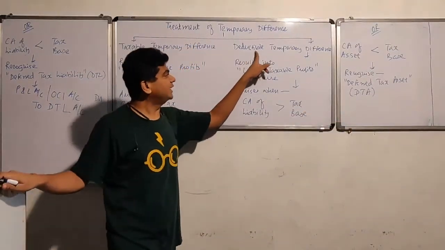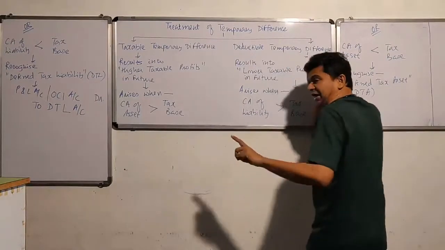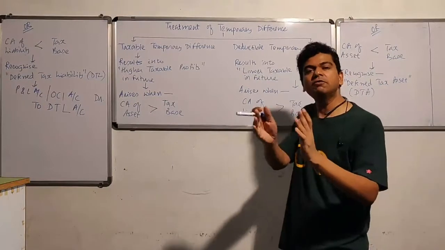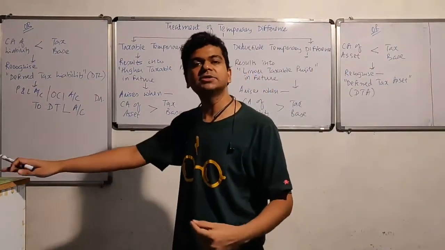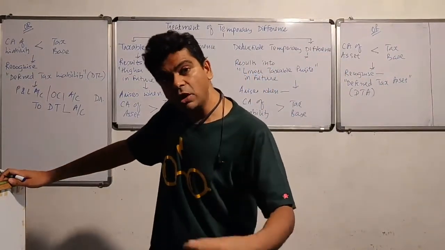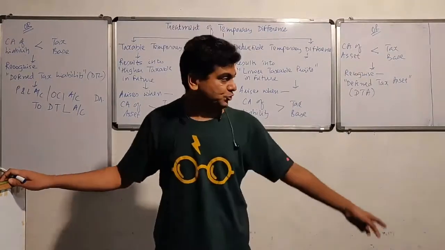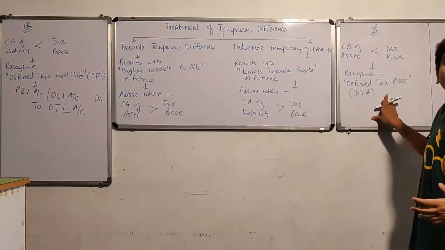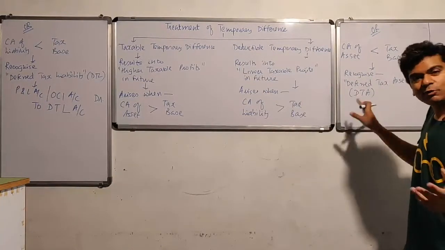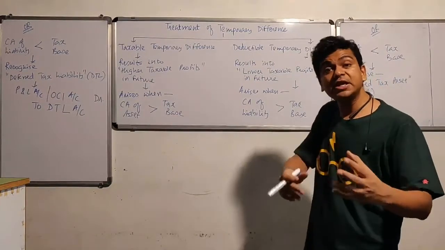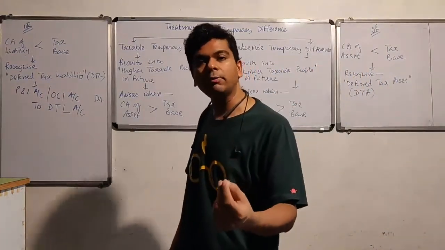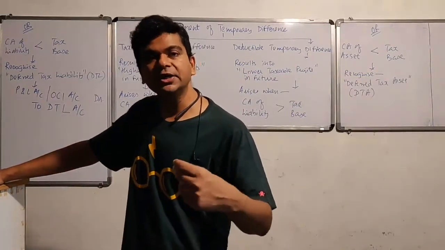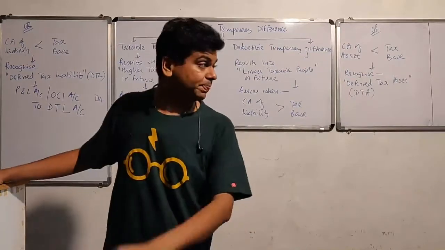That's the reason we are saying deductible temporary difference. I'll get a deduction for it in future, right? And the moment I will get deduction for it in future, I will save tax in future. And because I will save tax in future, I should recognize a deferred tax asset. Asset means I'm going to get a future economic benefit. And what's the future economic benefit here? Savings in tax is the future economic benefit over here. So I will recognize a DTA on this particular item.